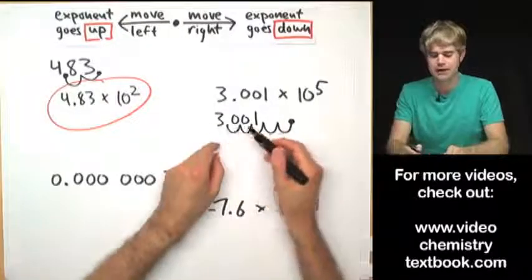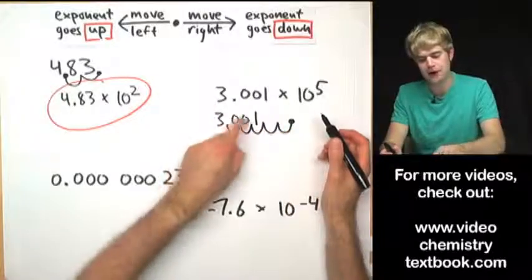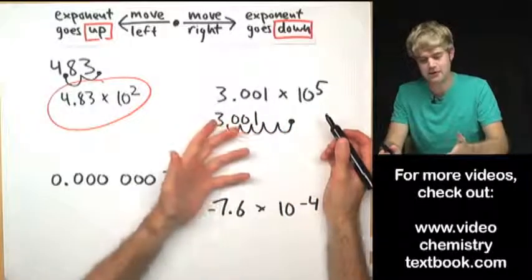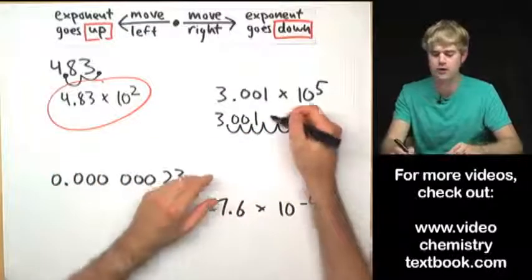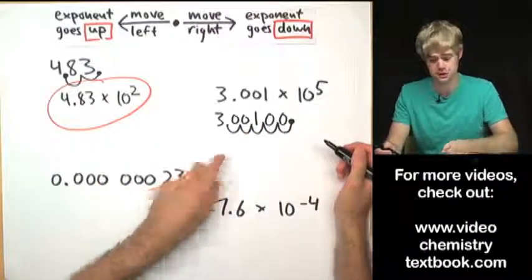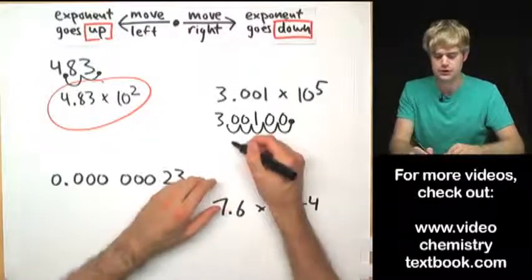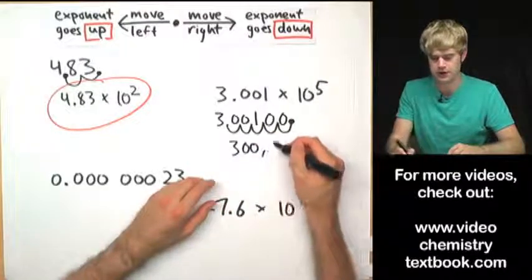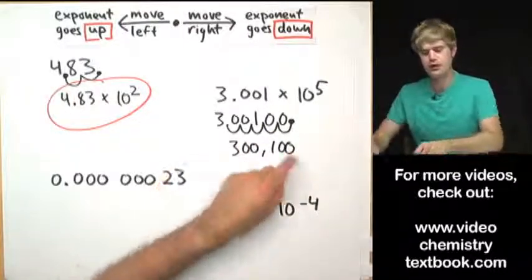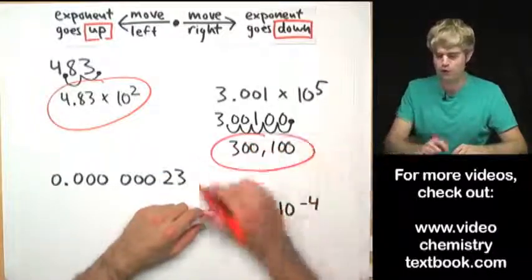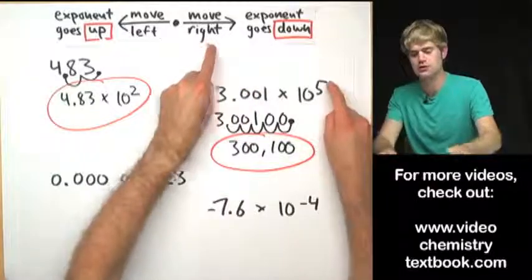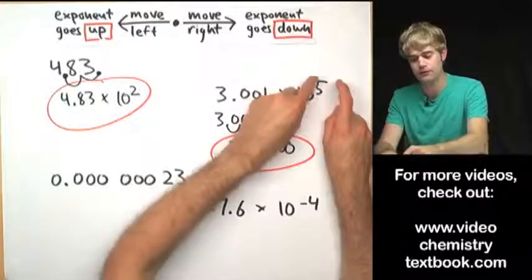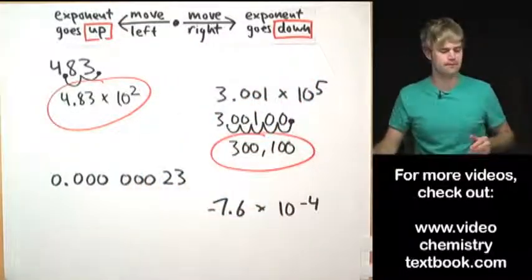Now you'll see that I moved the decimal point beyond where there were numbers. I ran out of some of these digits and I introduced 2 new spots. All you've got to do is fill those in with zeros if that happens. So when I rewrite my number so it's a little bit neater, I end up with 300,100. And again, all I did was move the decimal place to the right so that the exponent went down from 5 down to 0.